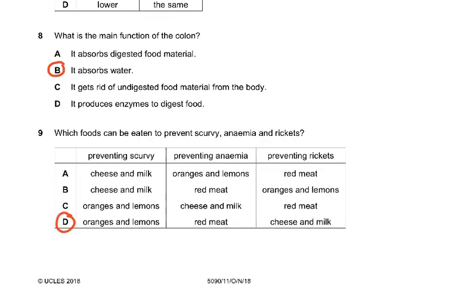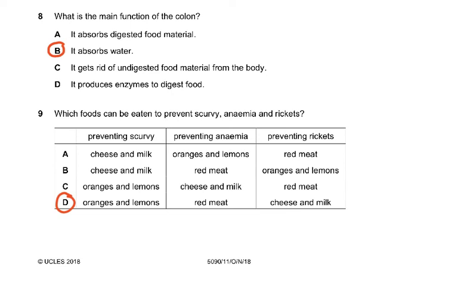And coming on to question number 8, what is the main function of the colon? It absorbs water. So what we have to understand is it doesn't absorb digested food. Colon is the large intestine where water is absorbed. It doesn't get rid of the undigested food. That is the rectum where it is stored, and then the anal sphincter allows it to be passed out of the body. The colon produces enzymes to digest food? No, it's all rubbish. Colon does not produce any enzymes to digest food. In fact, all the digestion and absorption has taken place in the small intestine.